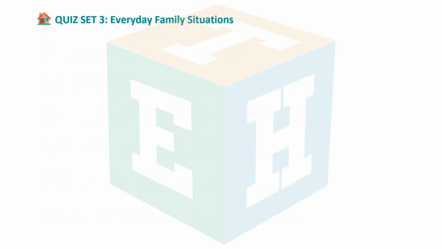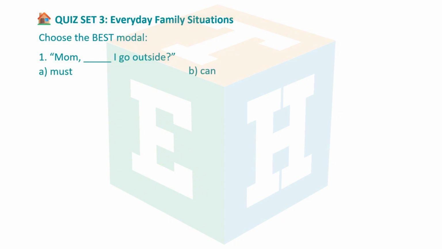Quiz set 3. Everyday family situations. Choose the best modal. Number 1. Mom, blank I go outside. A. Must. B. Can. C. Should. Answer is letter B. Mom, can I go outside?